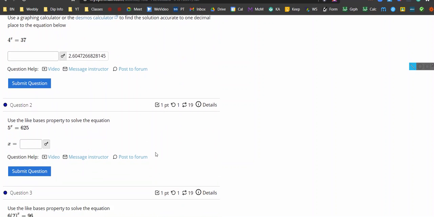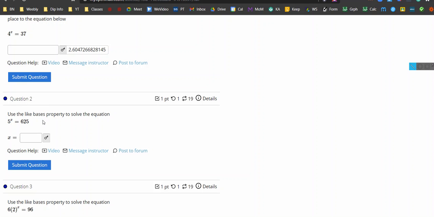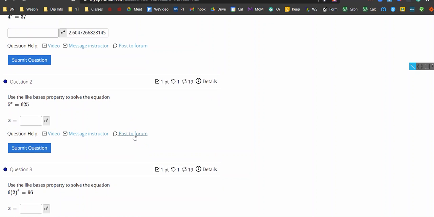So, okay. Use the like bases property to solve this equation. So again, I just want you to know you could always graph it, and that you can always solve it that way too. But we're going to use the like bases property to solve this one. So let's do that. So we're going to have 5 to the power of x is equal to, okay, and then it's actually already told me that I'm looking for like bases property.